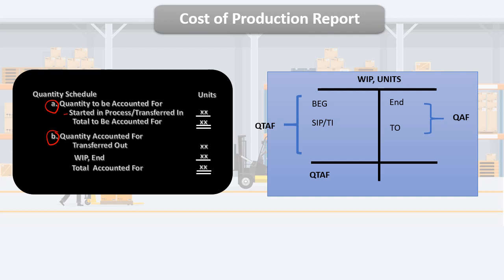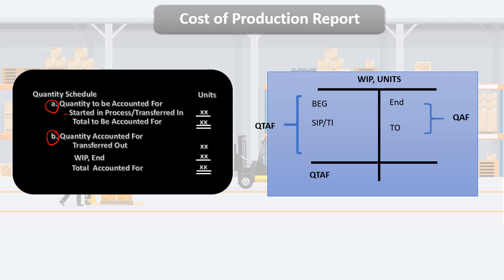Then, double rule po natin. So, actually, the other term for total to be accounted for is total goods placed in process in units. Kaya lang, kapag pinag-uusapan natin ulit is yung left side, quantity to be accounted for. Pag pinag-uusapan natin yung right side is quantity accounted for.